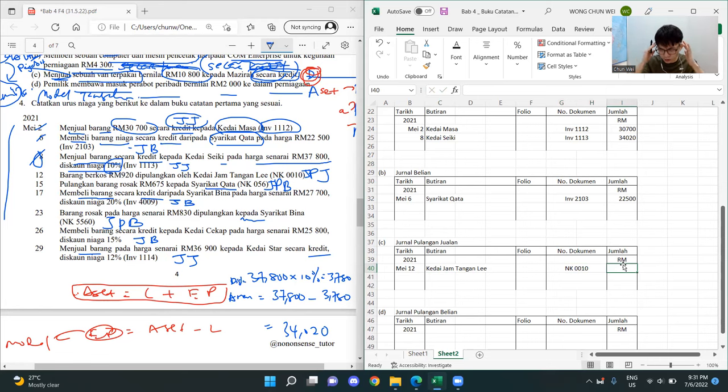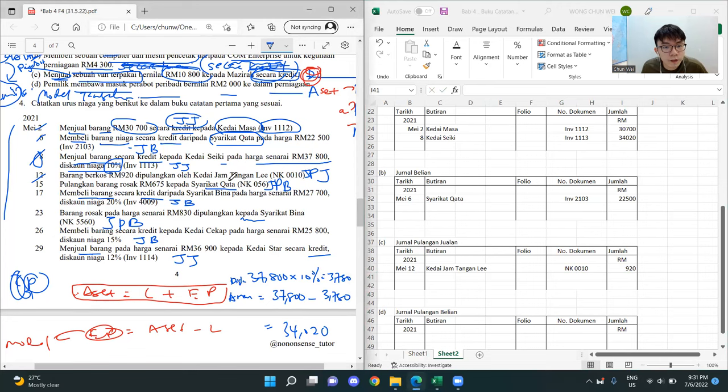Now, if you remember what I said about the nota credit, the NK, the credit, K, it goes to the P, the KP. You remember? Kad pengenalan. So whenever you see a nota credit, it is always linked with the pulangan. That's why in the pulangan, you have the document as a nota credit. All right, so NK, this one. And how much for 12? 920 ringgit. So you put 920. Kedai Jam Tangan Li. Okay, so 12 done.